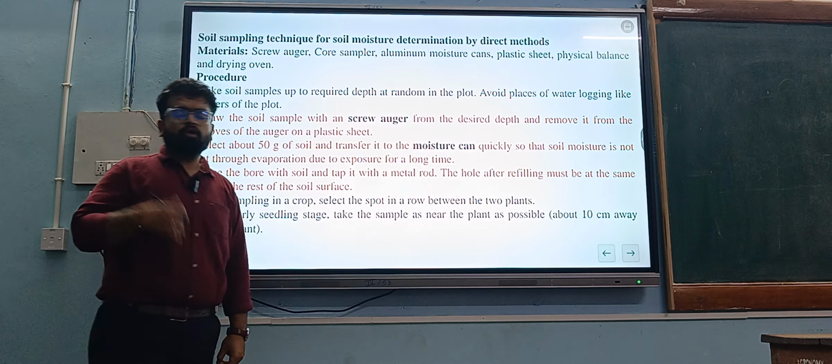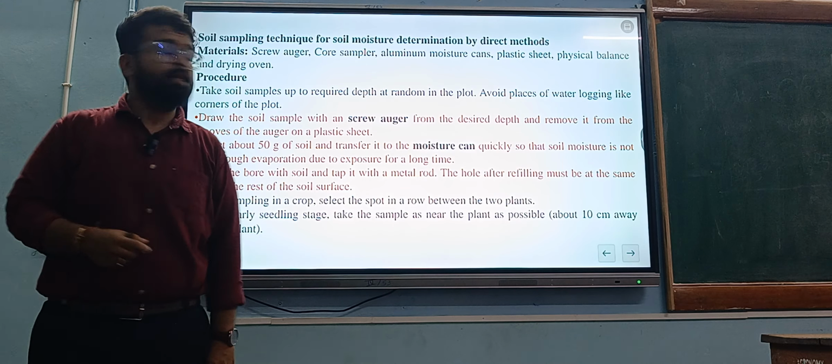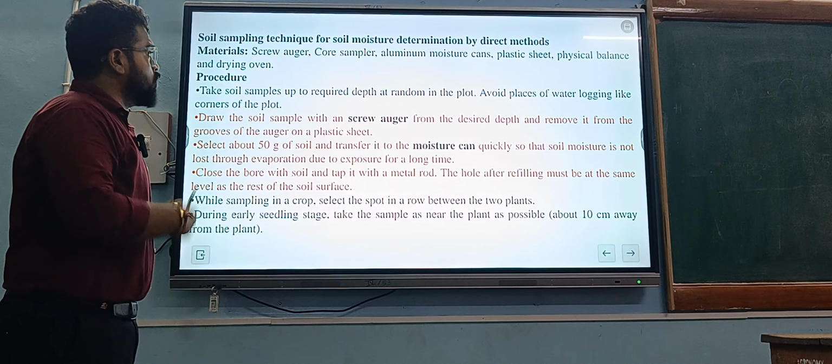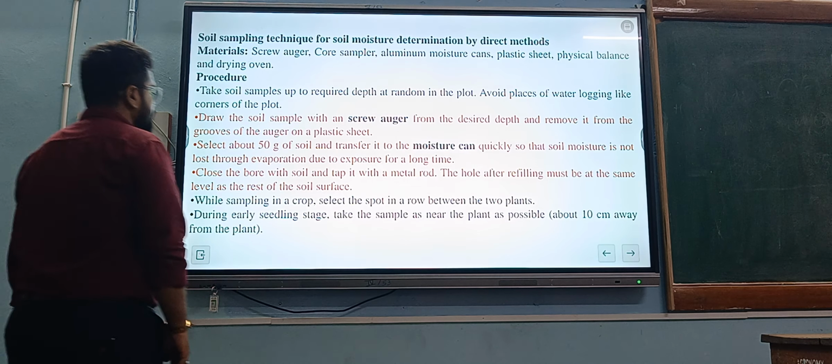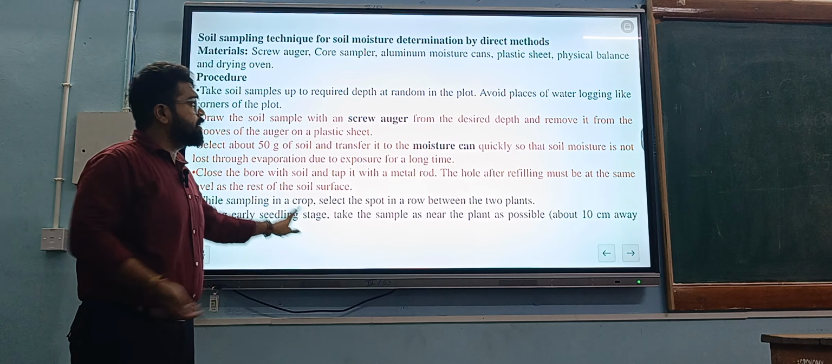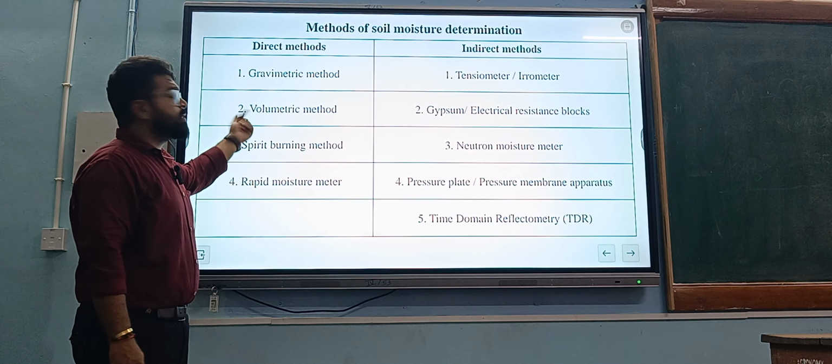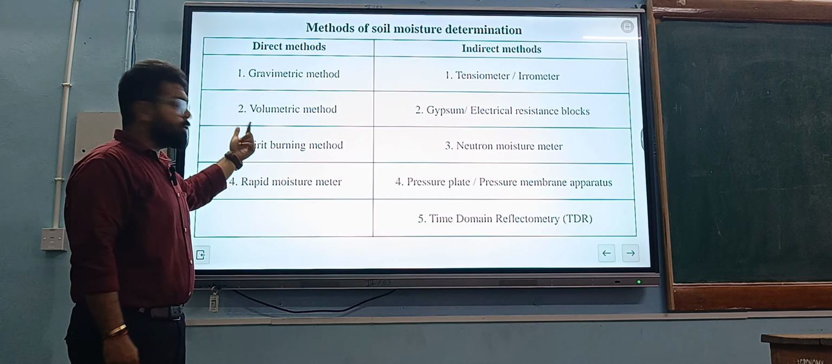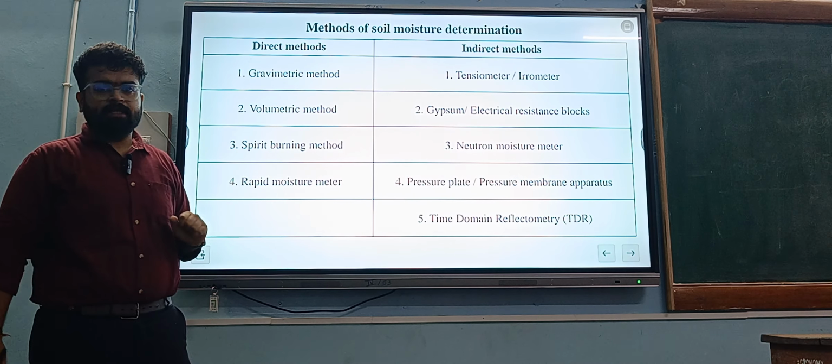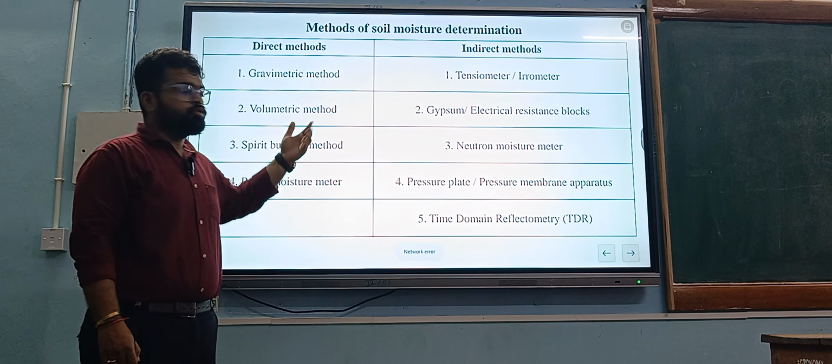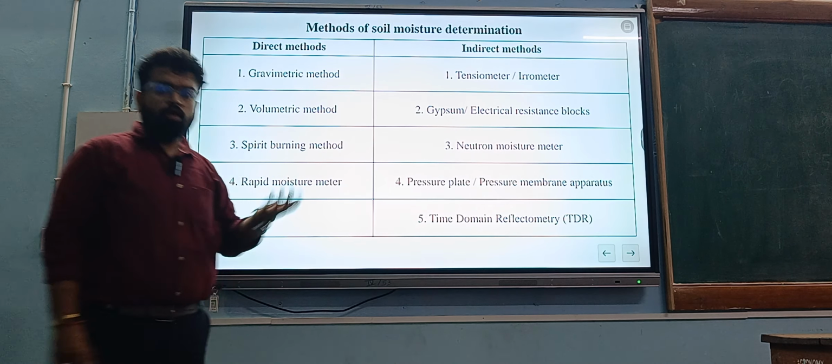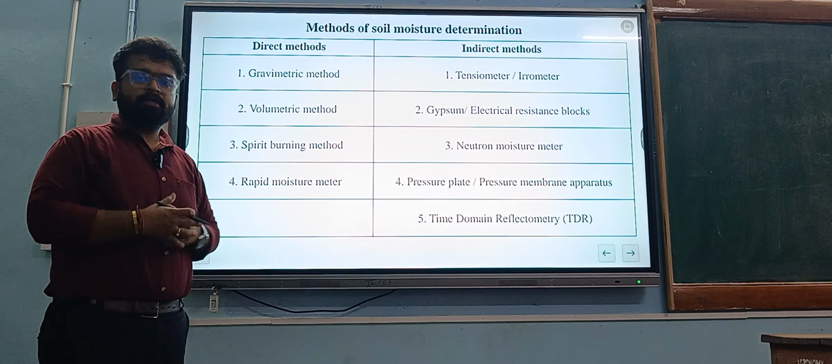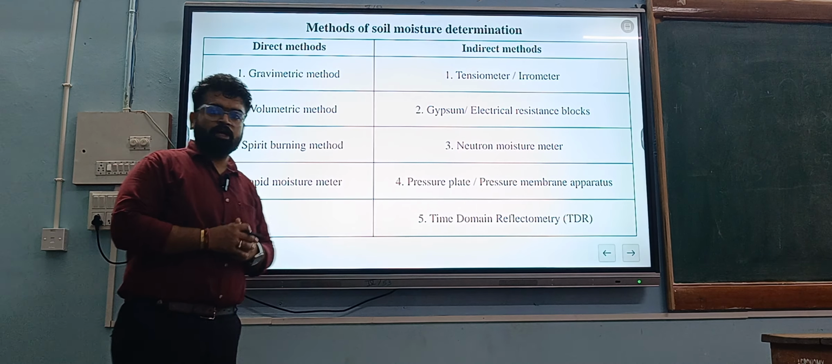Before going to the measurement of the soil sample, it is important for us to know the techniques of moisture determination by direct methods. The direct methods are the gravimetric method, volumetric method, spirit burning method and rapid moisture meter method. The indirect methods use instruments such as the tensiometer, gypsum block, neutron moisture meter, pressure plate and pressure membrane apparatus, and time domain reflectometry.